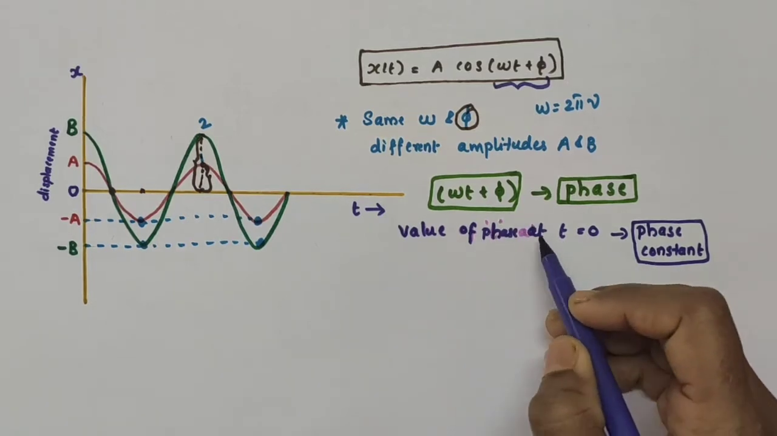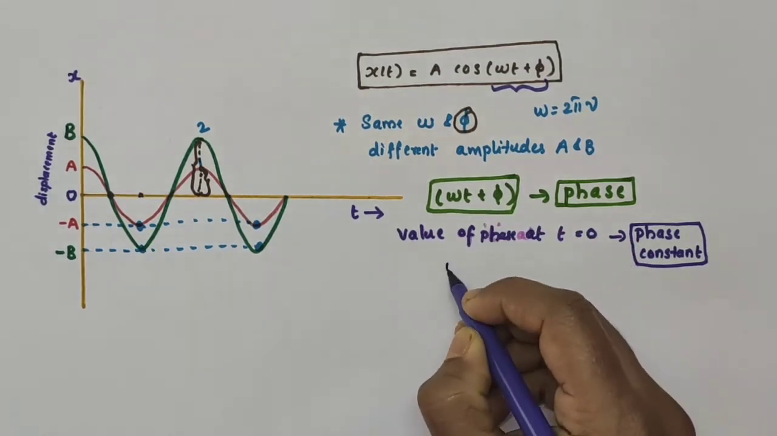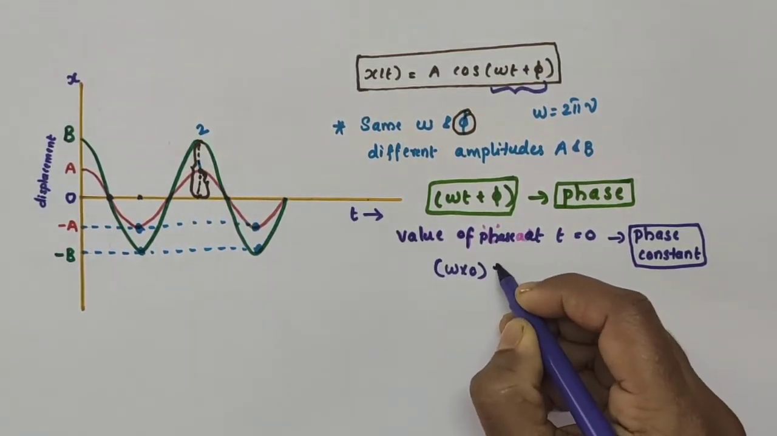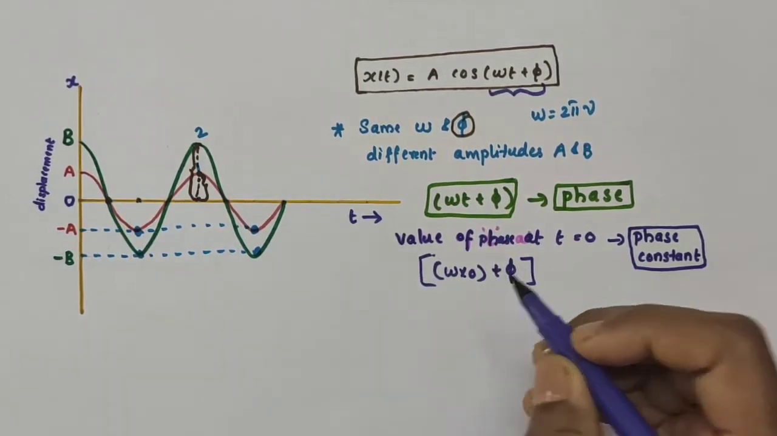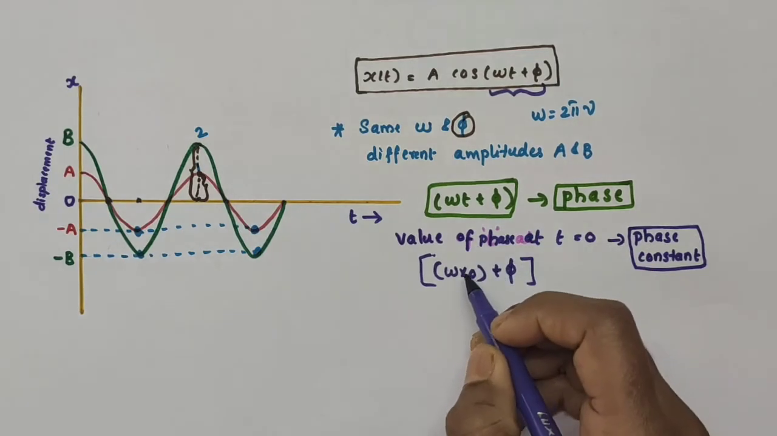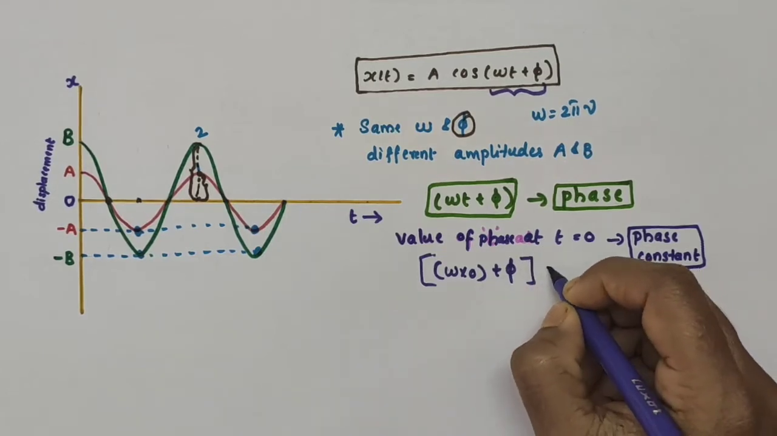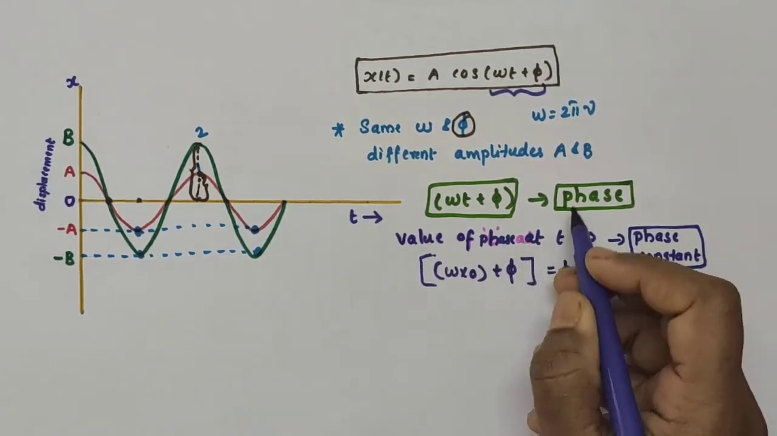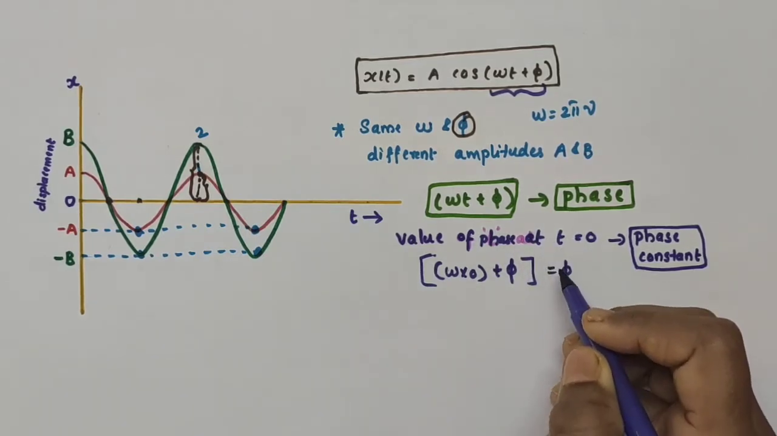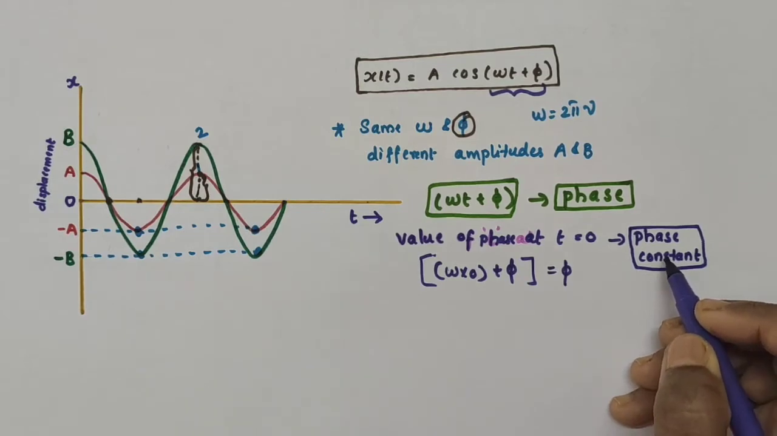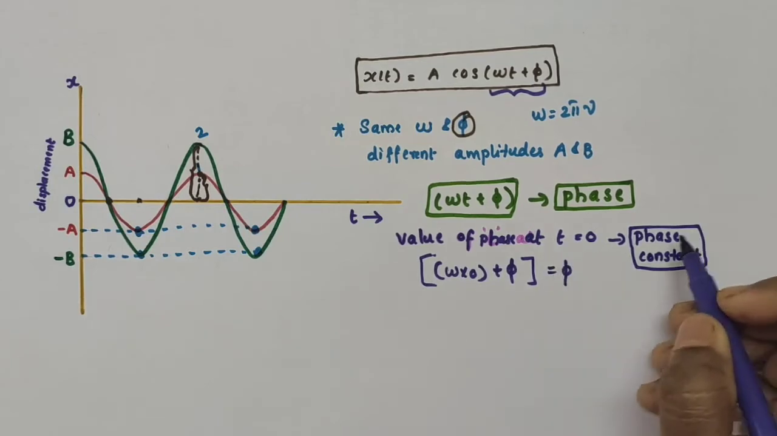Now, the value of phase at t equal to 0 is what? At t equal to 0, this phase value becomes omega into 0 plus phi. Omega t plus phi is the phase, and I am putting t as 0. So this becomes omega into 0 plus phi. Omega into 0 is what? 0. 0 plus phi is what? Phi. So the value of phase, that is omega t plus phi, at t equal to 0 is phi, and this is actually called the phase constant.